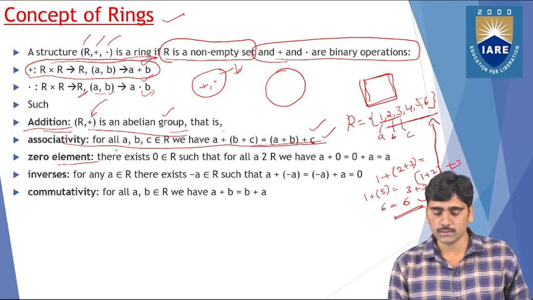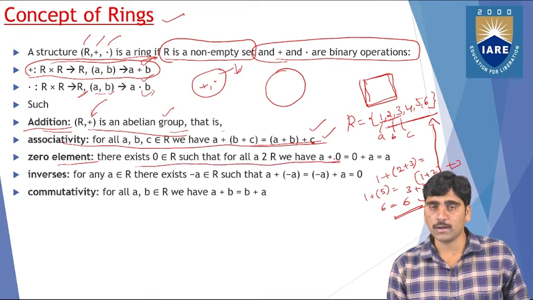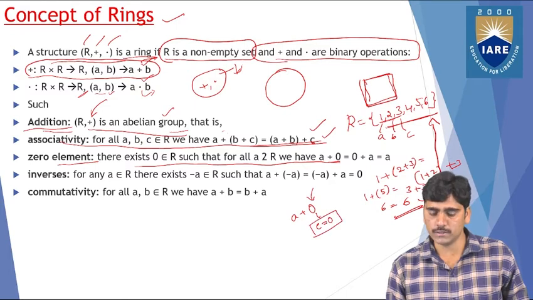The 0 element is the identity element. So it should satisfy the associativity property along with the identity property. The identity property is: A plus 0. For the addition operation, the identity element E is 0. That's why A plus 0 equals 0 plus A, which equals A.